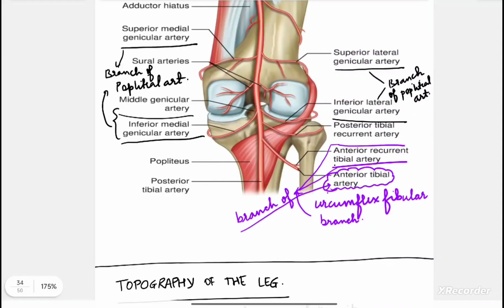Now, the anterior tibial recurrent artery and posterior tibial recurrent artery, the anterior tibial artery and the circumflex fibular artery, which is a branch of the anterior tibial artery.